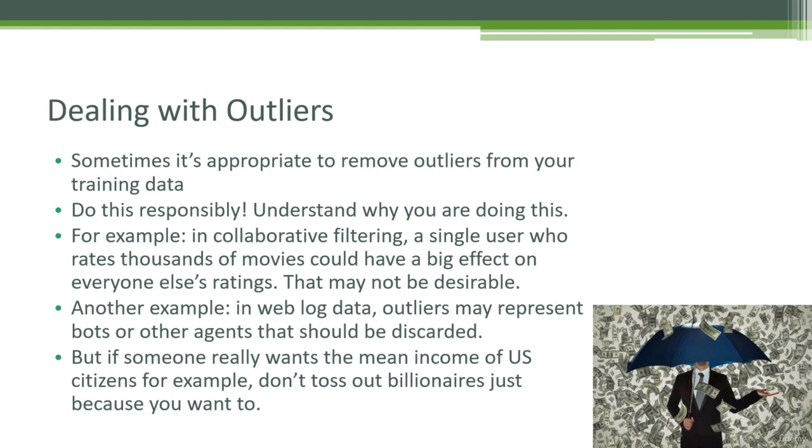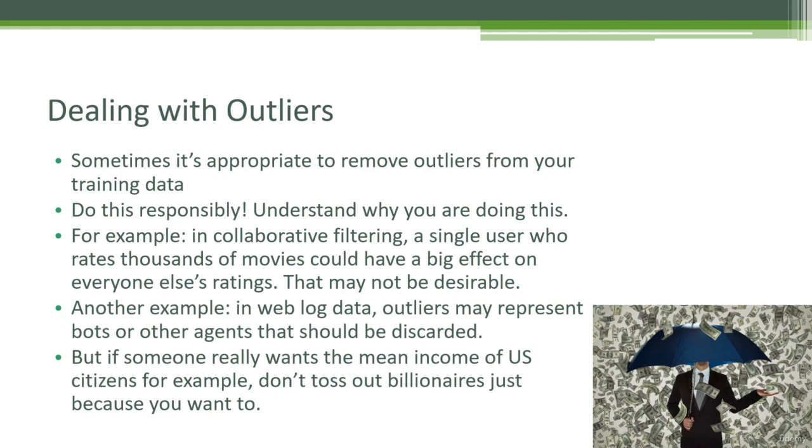Or we might be looking at weblog data like we saw in our example earlier where we're doing data cleaning. Outliers could be telling you that there's something very wrong with your data to begin with. It could be malicious traffic, it could be bots or other agents that should be discarded that don't represent actual human beings that you're trying to model.